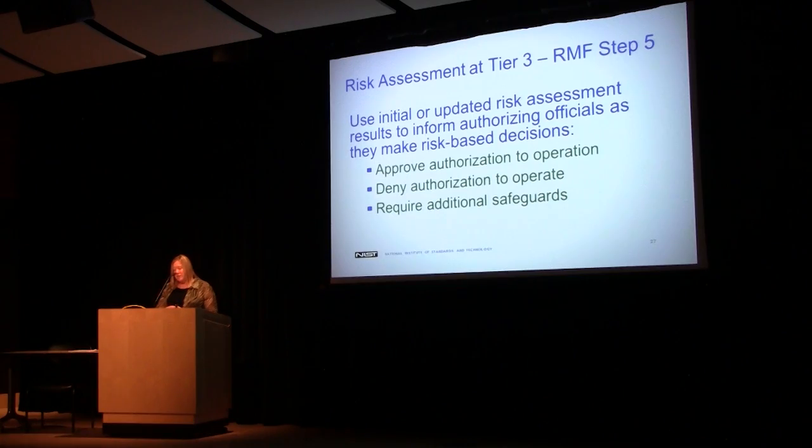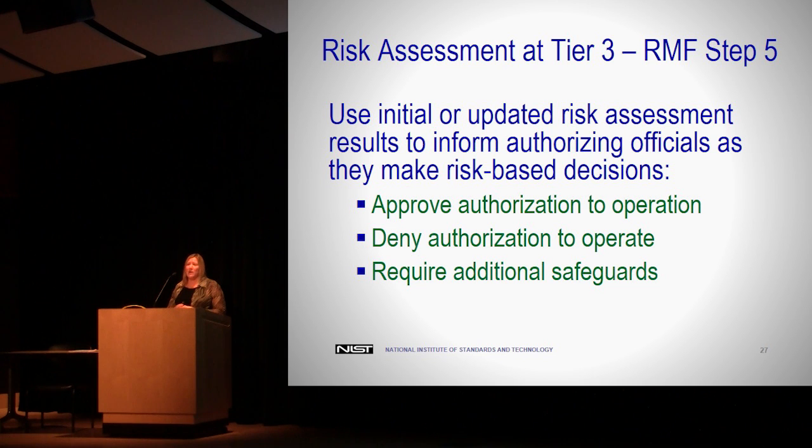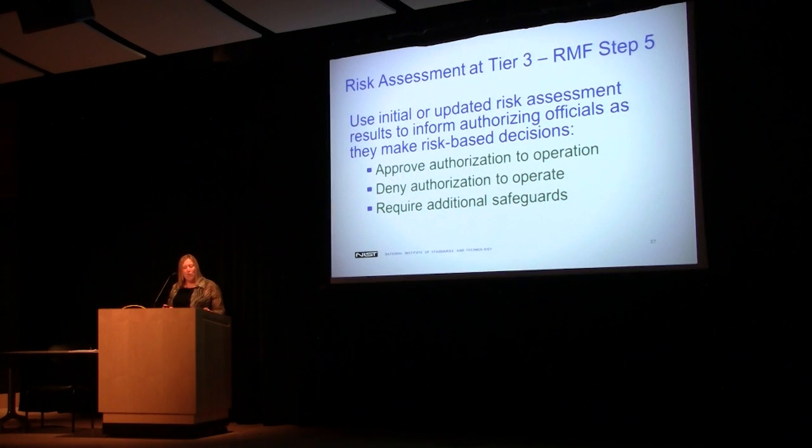And then we have step 5, which is where the authorizing official decides whether or not to accept the risk of operating the system. And so the authorizing official is going to find that risk assessment information very important to help he or she determine whether or not they want to approve authorization to operate, or maybe even deny authorization to operate because the risks were too great. Or they might decide, let's do some additional mitigation strategies, and then maybe I'll authorize it to operate. So the risk assessment figures prominently there, as do the results from the control assessment in step 4.